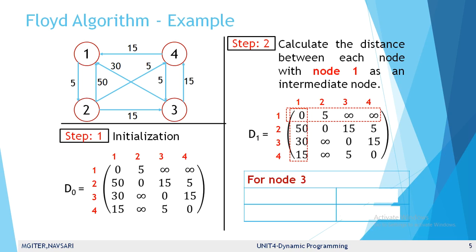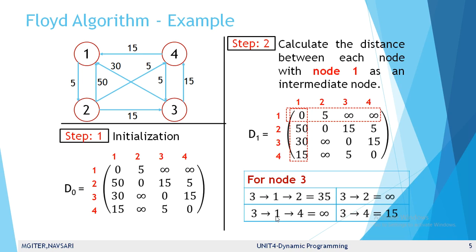Now for node 3, the intermediate vertex is 1. So 3 to 1 is 30 and 1 to 2 is 5. 30 plus 5 is 35. Which one is larger? Infinity. So here we get the shortest distance 35. So we update here 35.